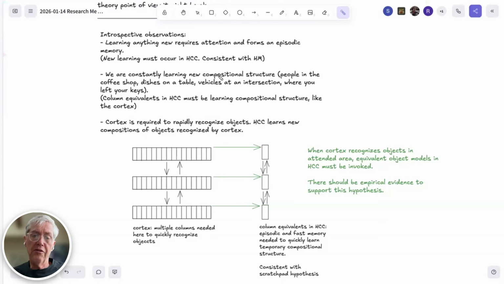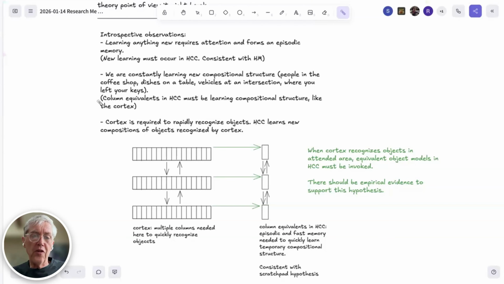Where's this new car in the intersection? Where are the people in the coffee shop? Where are the dishes on the table? Where did I leave my keys? That is a compositional model. It's like my keys were on that table in the living room a moment ago, and they're not going to be there again, but that's where they were a moment ago. So this is really what our lives are about. In Monty in the future, if it's going to be an autonomous being, robots and whatever doing stuff, they're going to have to do something just like this.